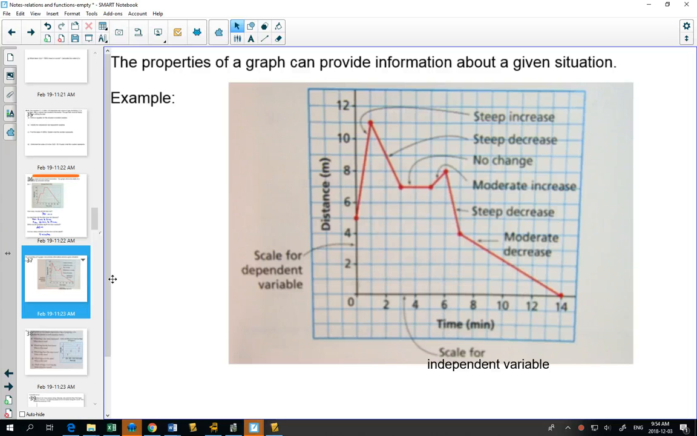So the properties of a graph can also tell us things about the graph. So we've got a steep increase, a steep decrease, no change there where it's flat, another increase but not as steep as before, a very steep decrease, and then a moderate decrease. So we could say, okay, we've got distance and time. Okay? So we could make up a story. This is distance in meters. So what could we have as a story?